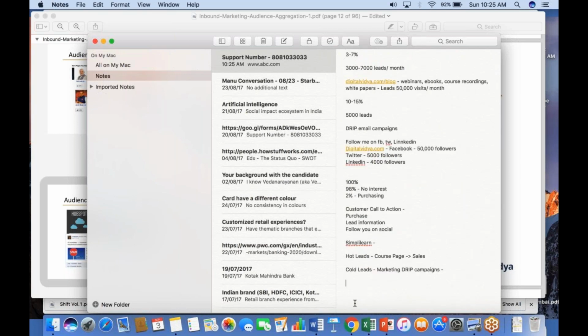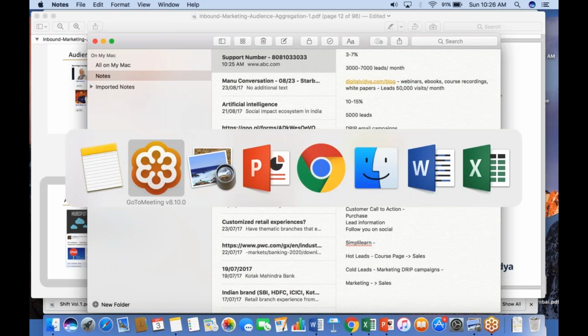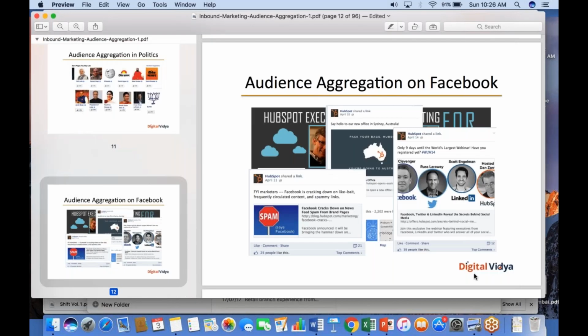These cold leads might then eventually come back and drop a lead on a course page. Marketing then passes the ball on to sales, saying this person is now a hot lead, fairly warm to a purchase decision, close to making one. Now you go in, make the call, make the sales pitch and convert them. That's essentially what we're talking about here as well.